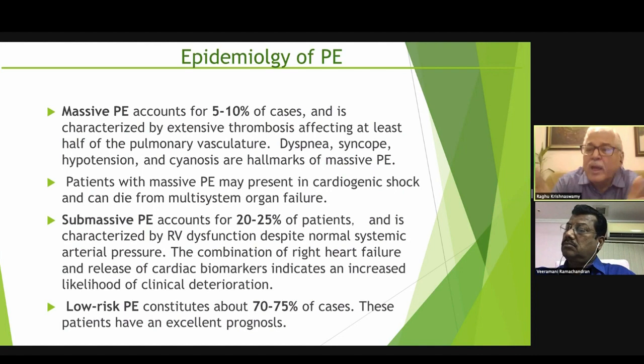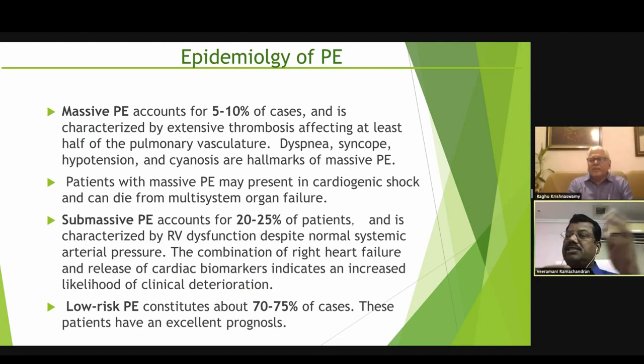So you need to have a low threshold to do a CT angio. HRCT is not going to answer your question. So you need to be ready to do a pulmonary angio to pick up pulmonary embolism, if, like in this patient that I showed, there is definitely RV dilatation out of proportion to the pulmonary hypertension that we saw.